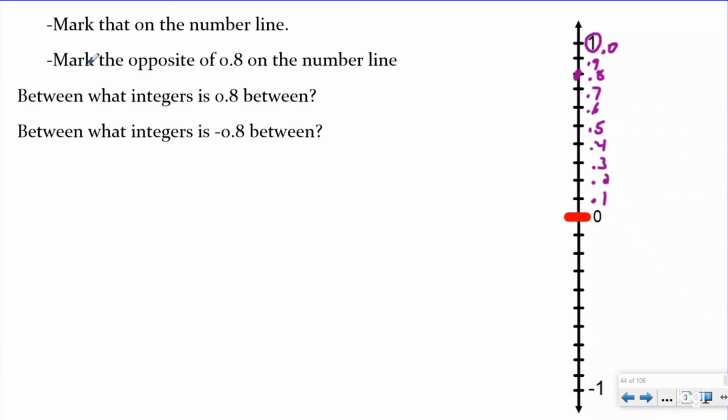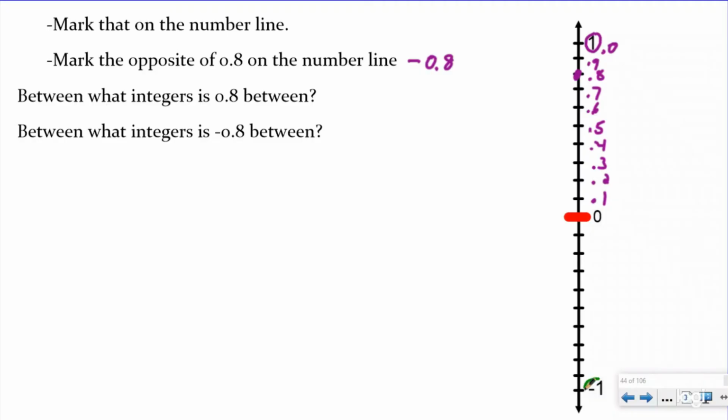The next part of that says mark the opposite of 8/10 on the number line. Well, just like we talked about in our last lesson, if we want to make something the opposite of a positive, we need to put a negative sign in front of it. So the opposite of 8/10 is going to be -8/10, right? We're going to use that negative sign to say the word opposite. Now I want to mark below 0 on my number line because I want -8/10.